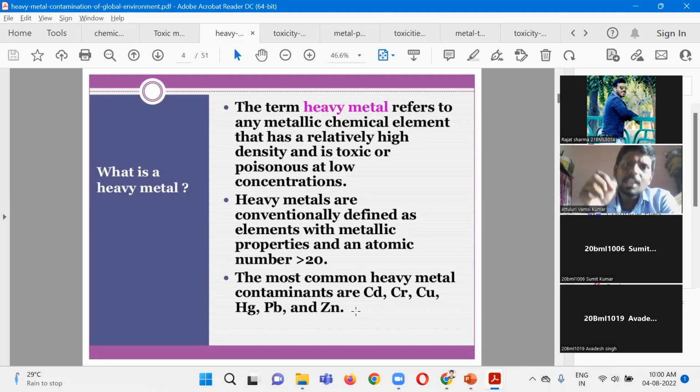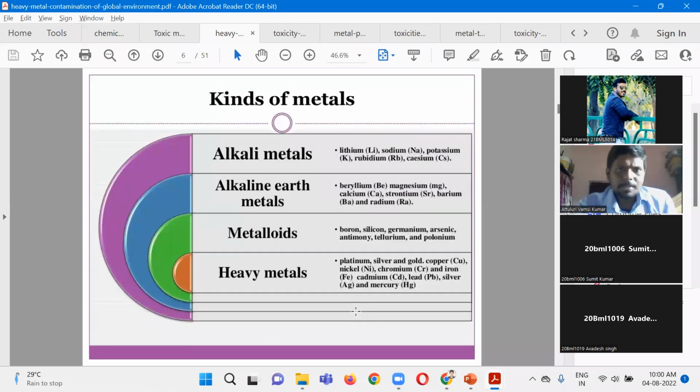And conventionally, a heavy metal is something that has an atomic number greater than 20. That can be stated as a heavy metal, but not all. There are a few exceptions, I'm agreeing, but most of the time an atomic number greater than 20 can be stated as a heavy metal. So some of the most common toxic heavy metals are cadmium, chromium, iron, mercury, lead, and zinc.